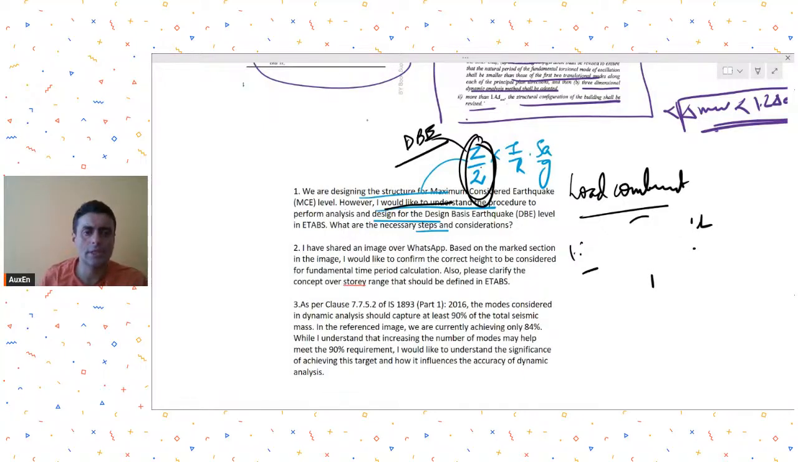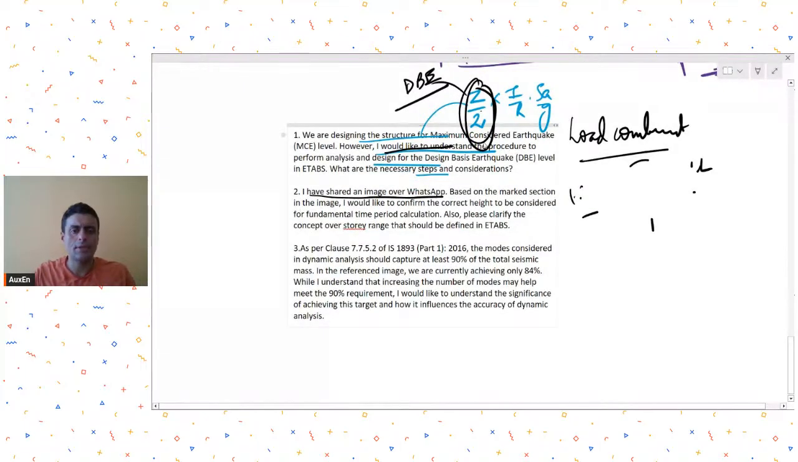So this was his question. The next question is: I have shared an image over WhatsApp. Correct height to be considered for fundamental time period calculation. Let me open WhatsApp and bring his image over here.